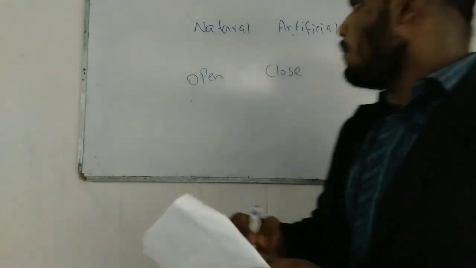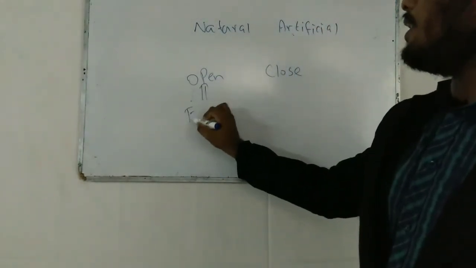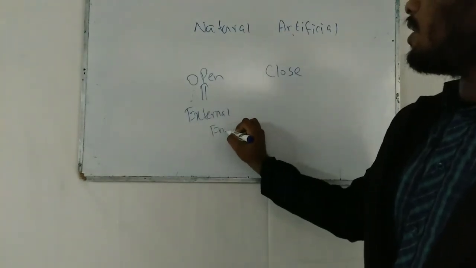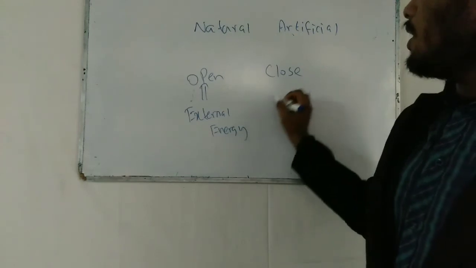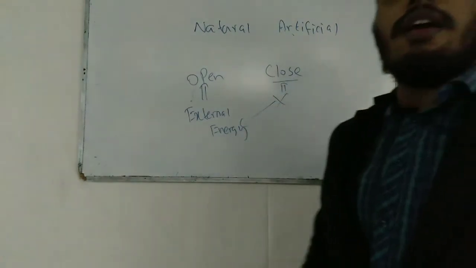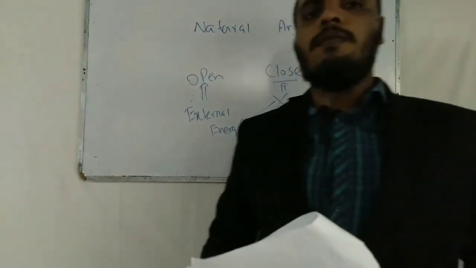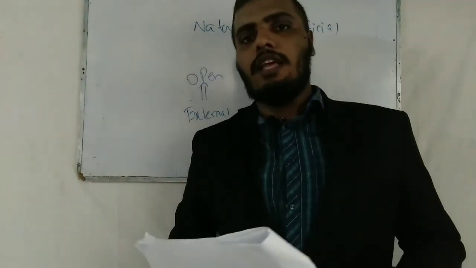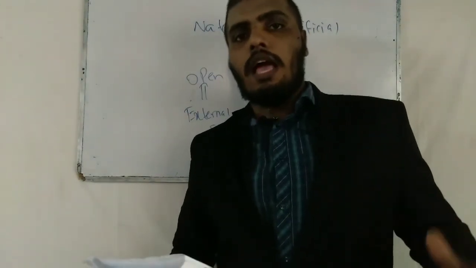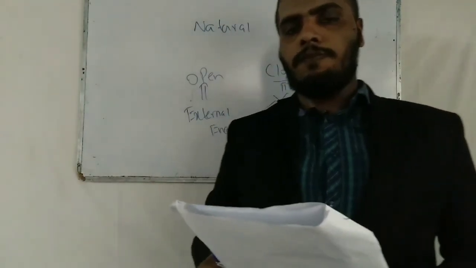And open means it uses external energy. In a closed system, it doesn't use external energy. As you know, the blood circulatory system doesn't use external energy, therefore it is a closed system. It is natural and it is closed. So natural and closed system. So the answer is 1, natural and closed system.